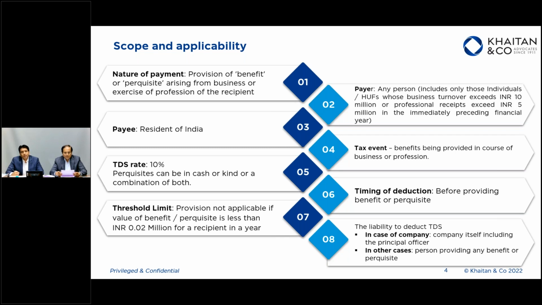There is a small threshold prescribed of only 20,000. There have been a lot of discussions about this as well. Ideally, this should have at least been the 50,000 limit, which is applicable in income from other sources, where you could have received at least something which is worth 50,000 from even non-relatives. But that is not the case here. They've kept a very low threshold, and the liability to deduct is again in the hands of the company, as well as, in a non-company case, the person who's actually providing the benefit.